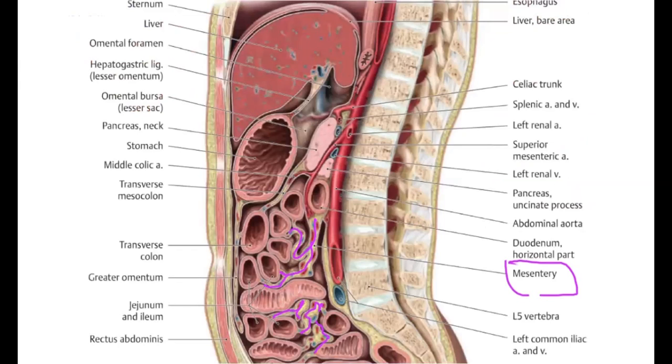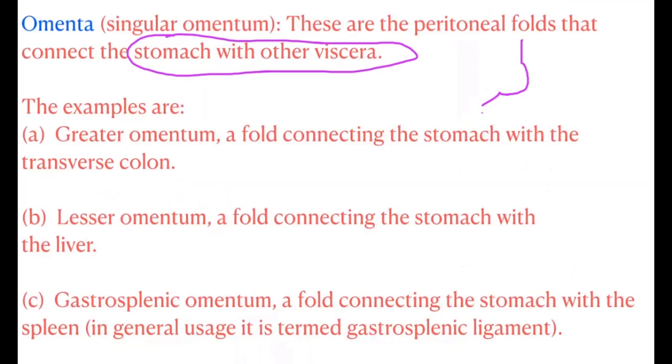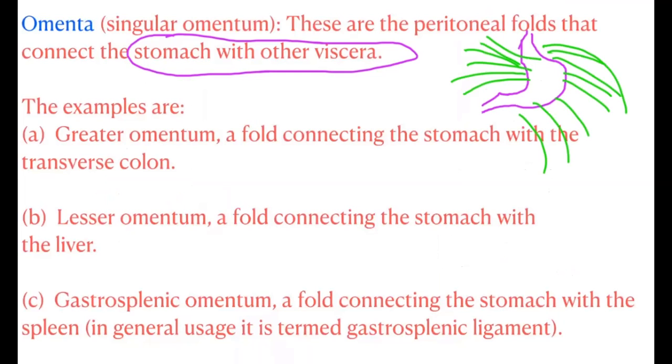Coming to the other fold, omenta. These are peritoneal folds that connect the stomach with other viscera. If there are any folds, the stomach has many folds. So these are omenta. This is the lesser omentum and this is the greater omentum. The greater omentum is a fold connecting the stomach with the transverse colon. Lesser omentum, a fold connecting the stomach with the liver. Gastrosplenic omentum, a fold connecting the stomach with the spleen. Right? I'll show you.